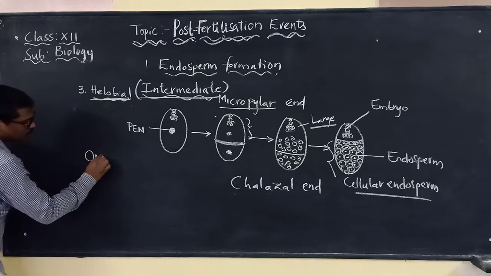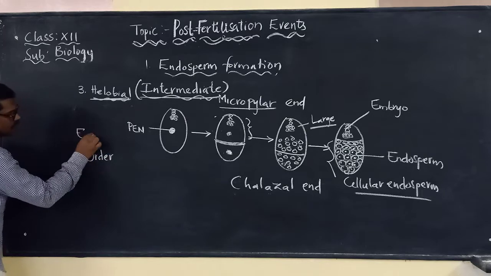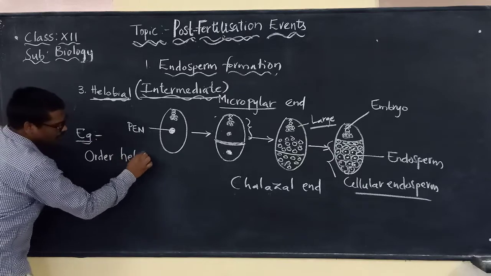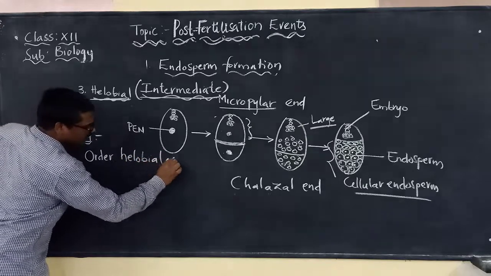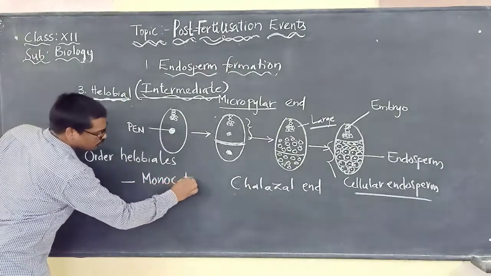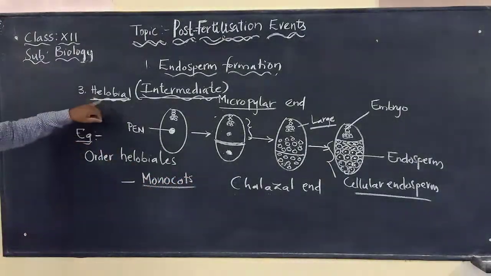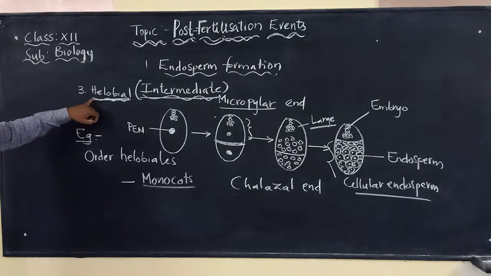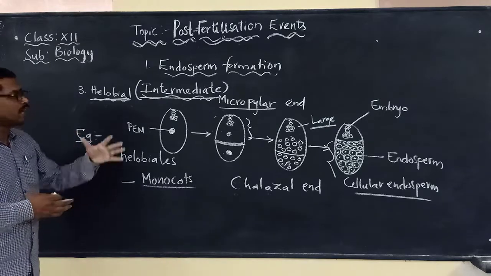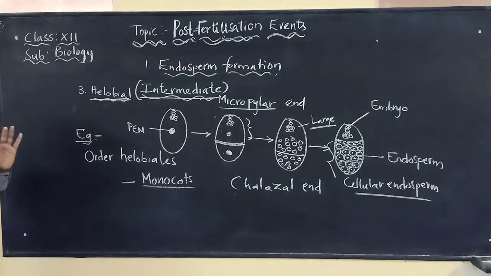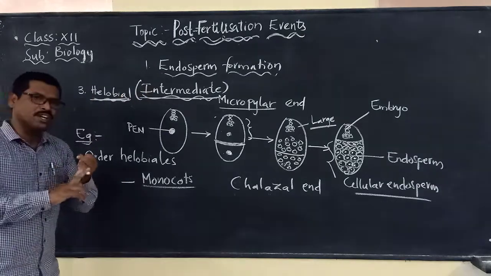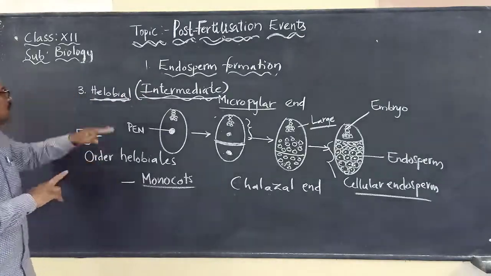The best examples of this helobial type of endosperm are in the order Helobials, which are nothing but, specially, monocots. So in monocots, we will be seeing the helobial type of endosperm. So these are the three different types of endosperm, and how they are formed. Based upon the mode of formation, we have categorized the endosperm into three types. First one is what? Nuclear. Second one is cellular. And the third one is helobial.